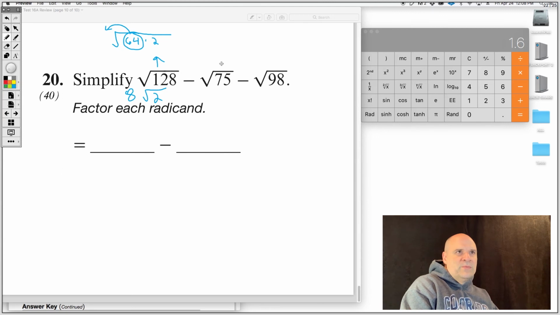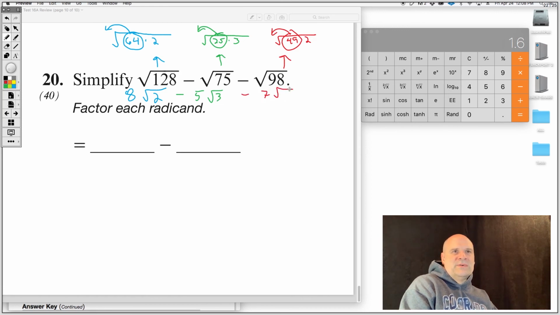All right, what about this? What is the biggest perfect square that goes into 75? Looks like 25, and how many of those are there? 3. So I'm going to take out a 25, and it becomes a 5, and I'm left with a 3 in the radical. All right, one more. What is the biggest perfect square that goes into 98? Well, 49 goes in 2 times. Take this out, it becomes a 7, and you're left with just a 2 in there.